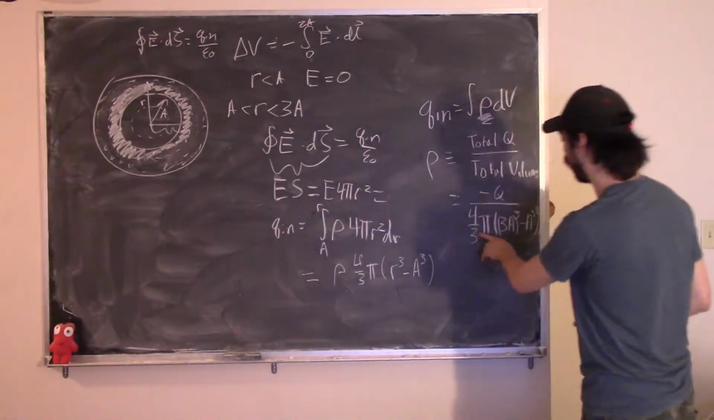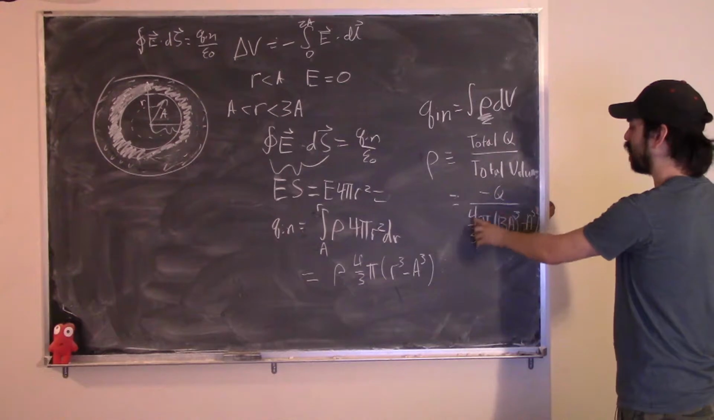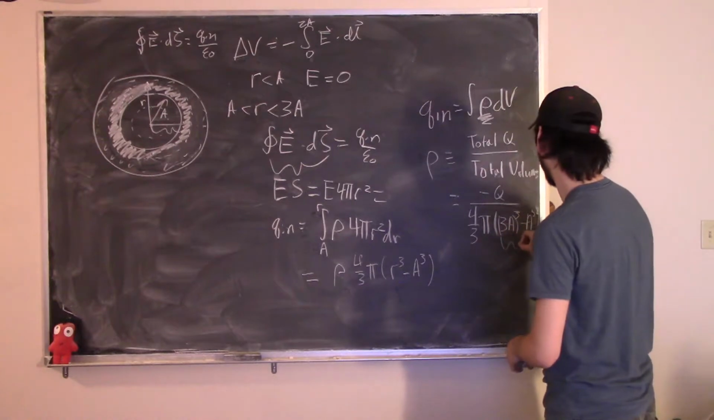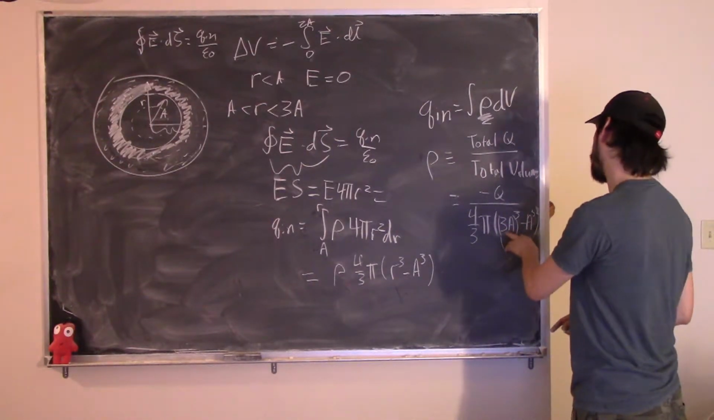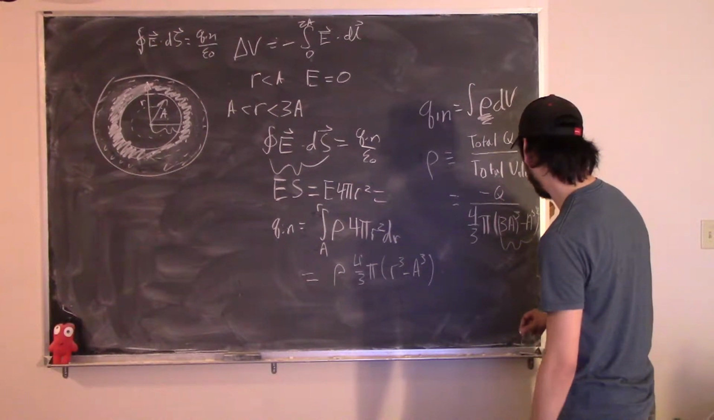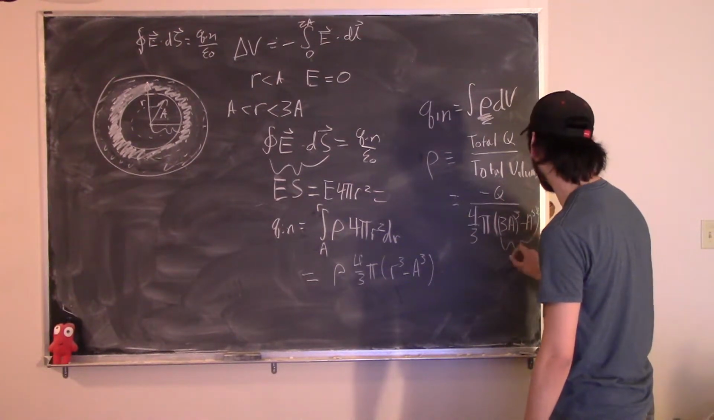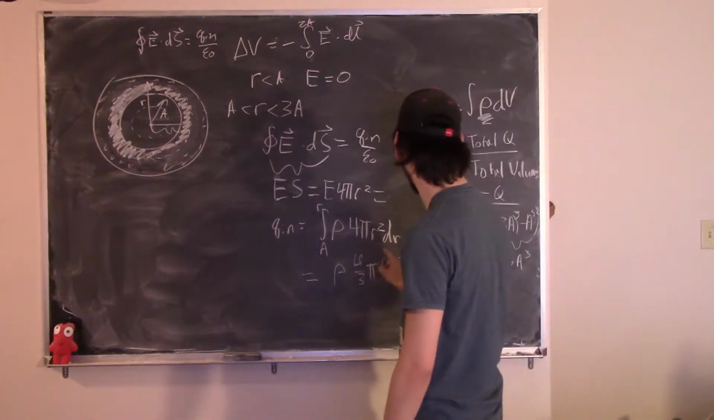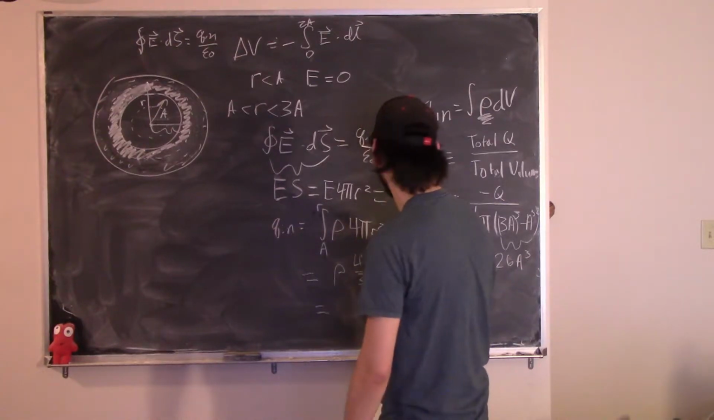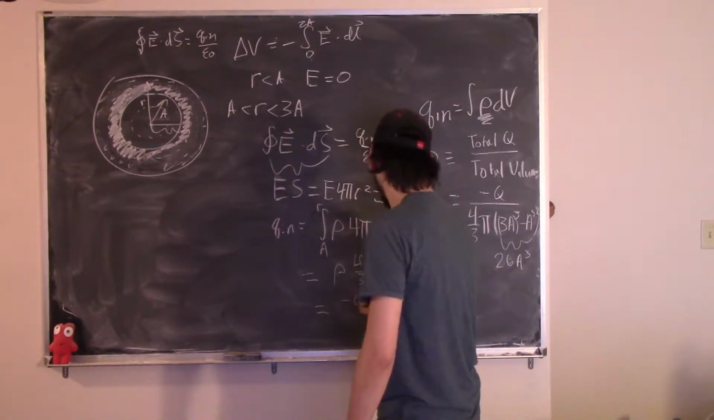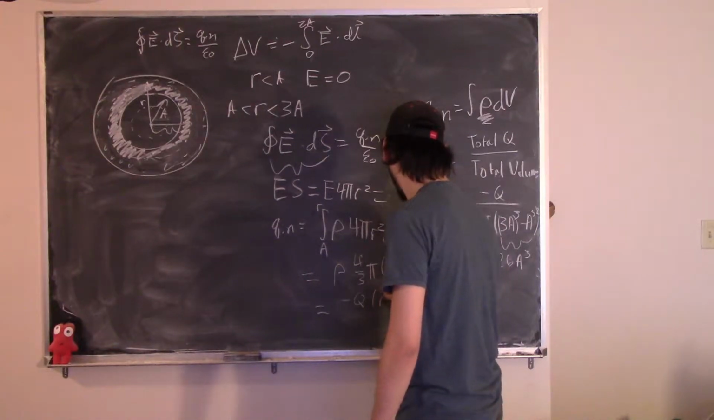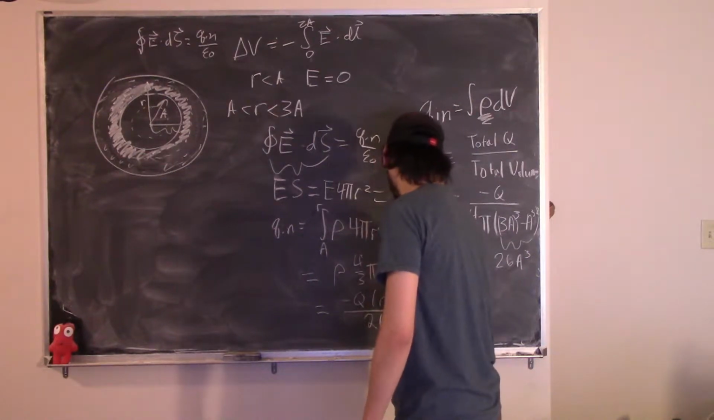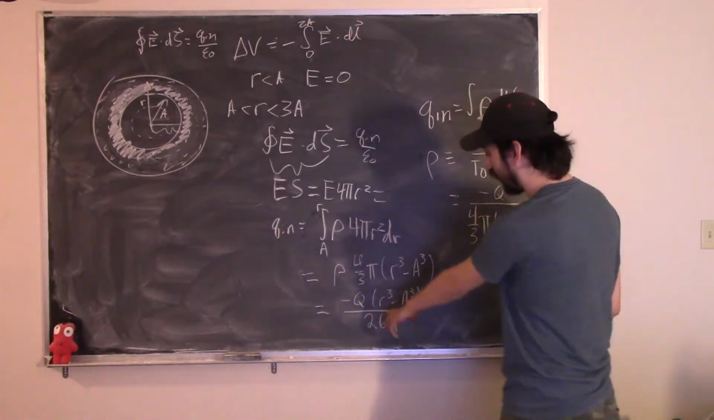And we remember that rho is minus q divided by 4/3 pi, 3a cubed minus a cubed. This right here, 3 cubed is going to be 27 minus 1, so this is going to be 26a cubed. And this is going to cancel here. And so what I end up seeing in the end is that this q in is going to be minus q times r cubed minus a cubed divided by 26a cubed.